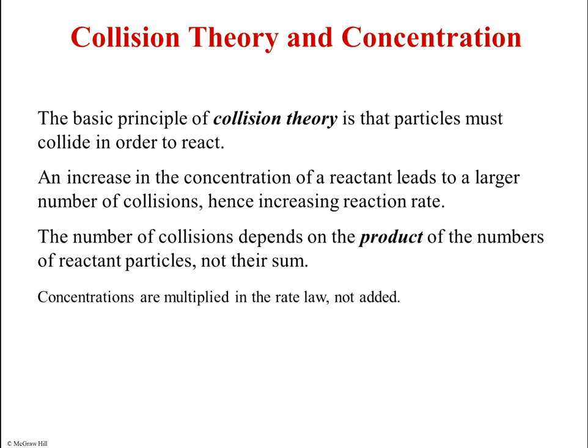Our starting place is collision theory and its relationship to concentration of species. The basic idea behind collision theory is that particles must collide in order to react, which is consistent with what we saw earlier. An increase in the concentration of reactant leads to a larger number of collisions and a corresponding increase in the reaction rate. The number of collisions depends on the product of the number of reactant particles, not their sum. And this is why the concentrations are multiplied in the rate law and not added.